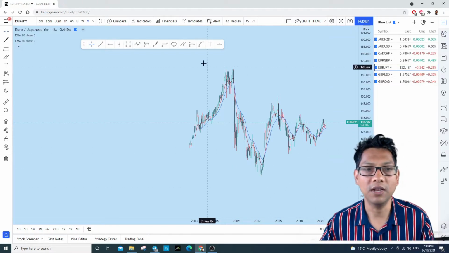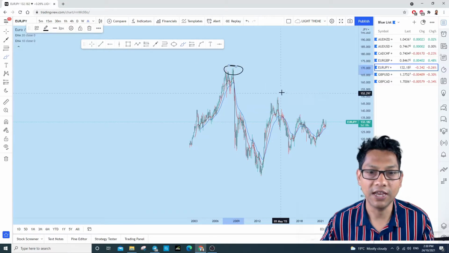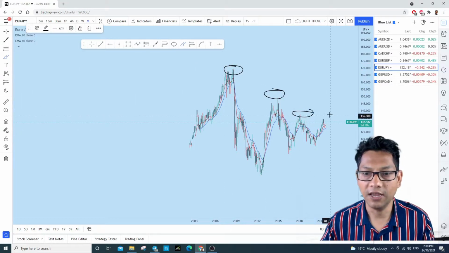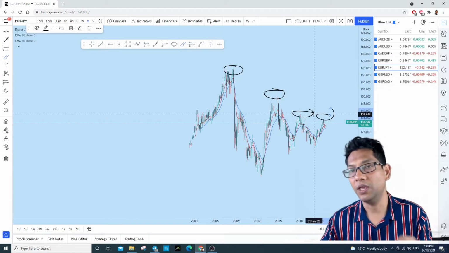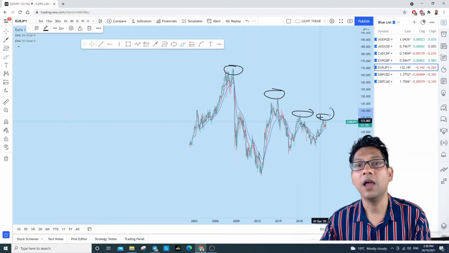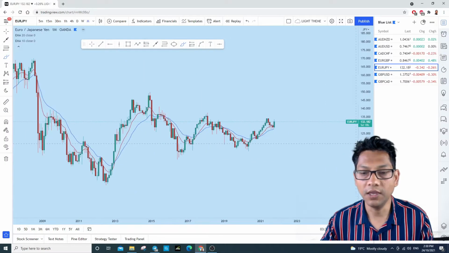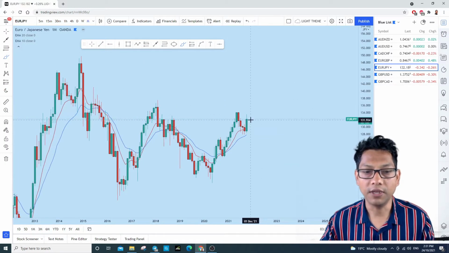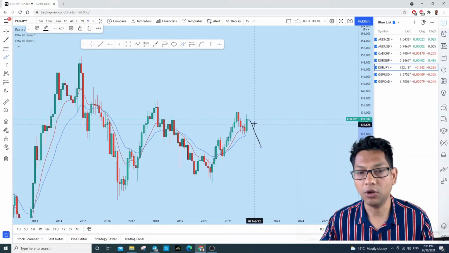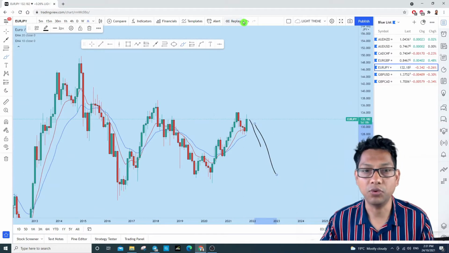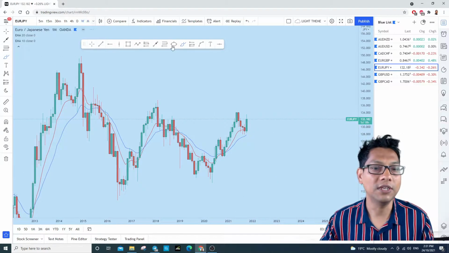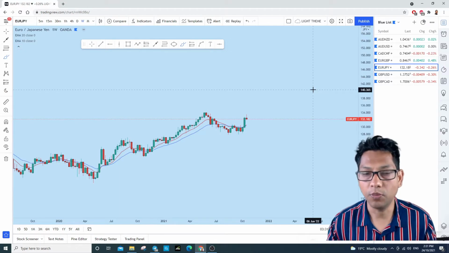How do you know? Look at the tops of these candles. Every time EURJPY is creating lower highs. So what we might see from here in the new trading week is the price drop basically and continue its downtrend. Now let's go down to the weekly time frame to see what kind of opportunity we have.